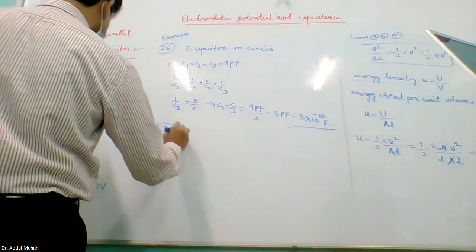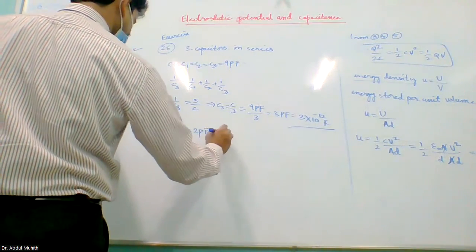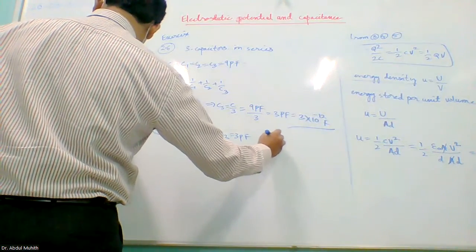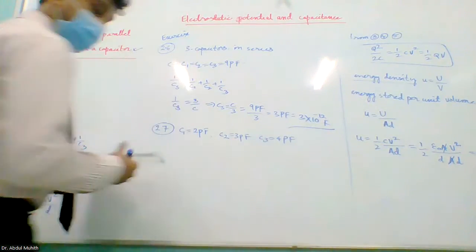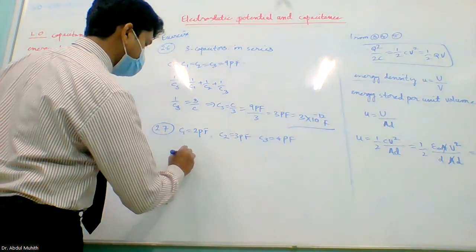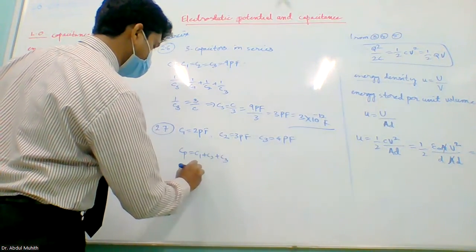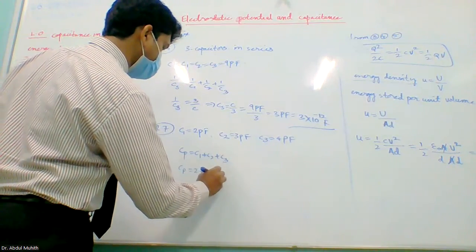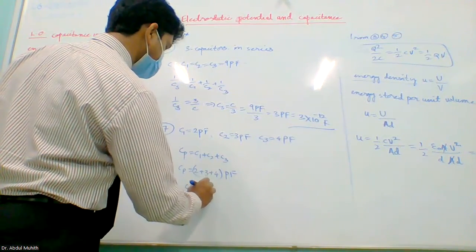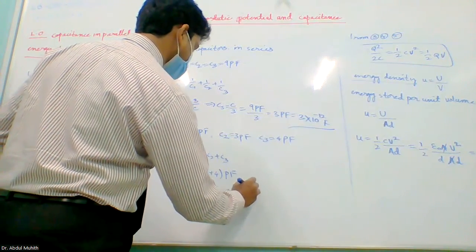Next question. There are 3 capacitors connected in parallel. Stop banging your bags first. See here, for parallel, CP is equal to C1 plus C2 plus C3. So CP is equal to 2 plus 3 plus 4 picofarad. So that will become how much? CP will be equal to 9 picofarad, which is equal to 9 into 10 to the power of minus 12 farads.